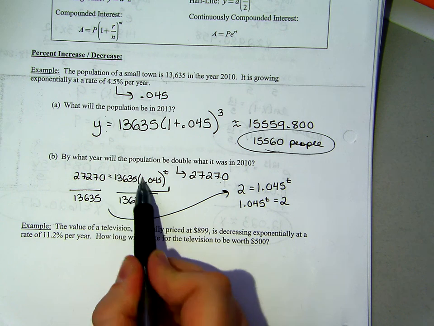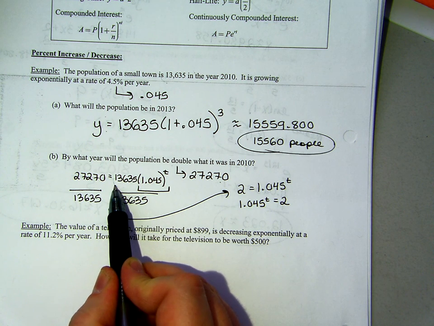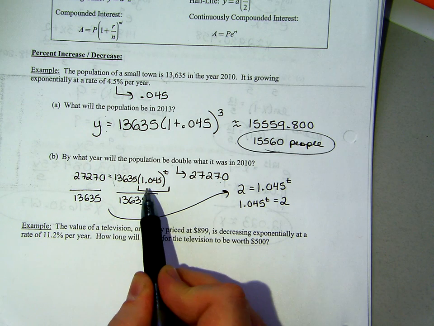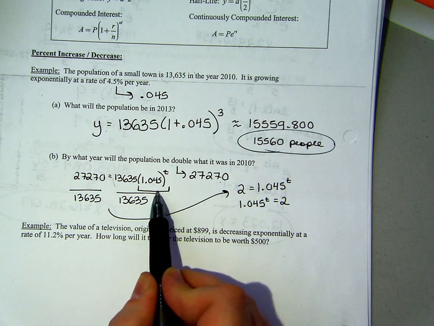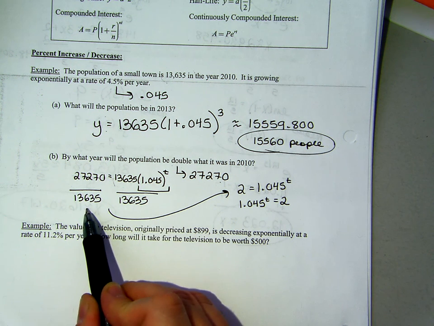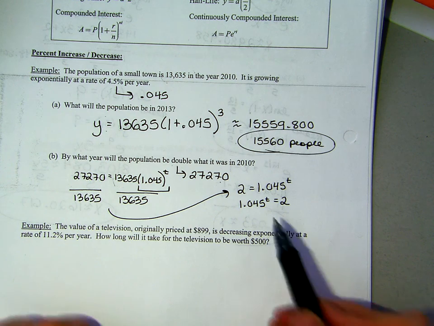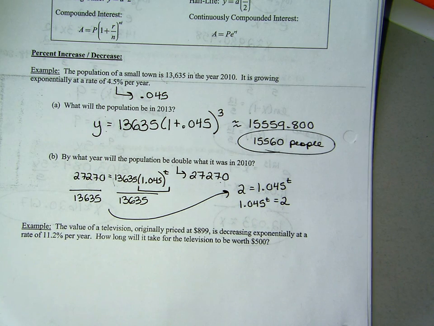We are starting with 13,635. If we're doubling, won't we end with 27,270? So we'll divide by that thing. We still have our 1 plus our rate, so 1.045. I'm dividing, that's all I've done so far, and I just rewrote the problem. Now, to figure out the power, when I don't know the power, I need to use logarithms.